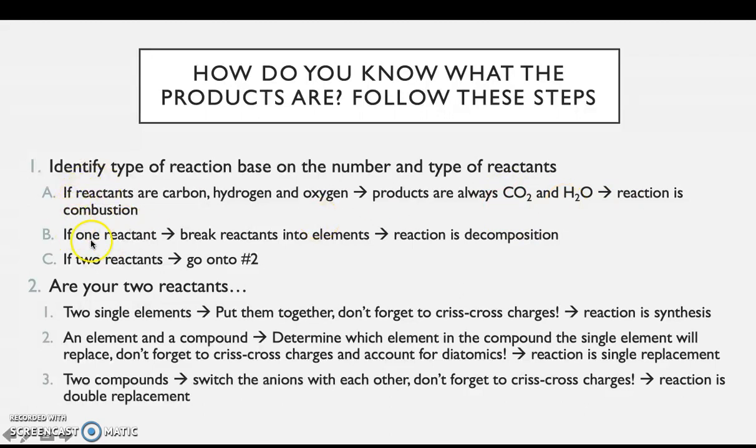Now, if you only have one reactant, you have decomposition because there's nothing for it to react with. It just is breaking apart into its elements. So if you're given one reactant, you are going to break that reactant down into its elements, and your reaction is decomposition. Now, sometimes in a decomposition reaction, you will have one compound break down into one element and another compound. We're just always going to assume that they break down into their individual elements. So go ahead and break that down.